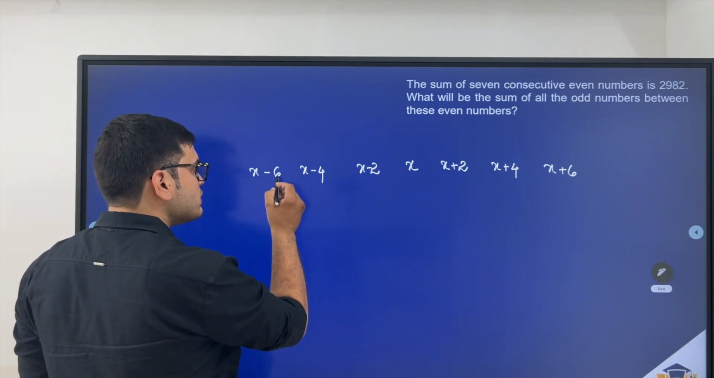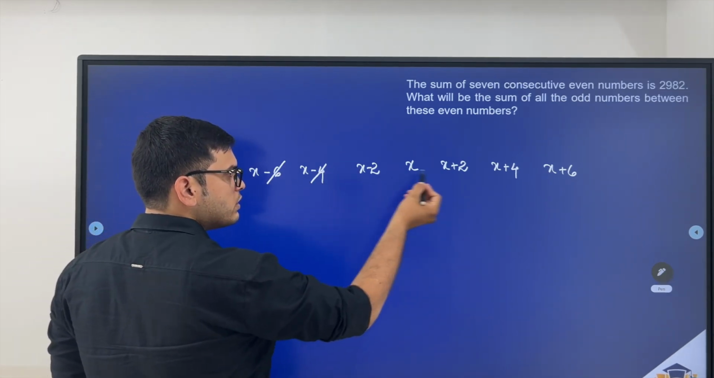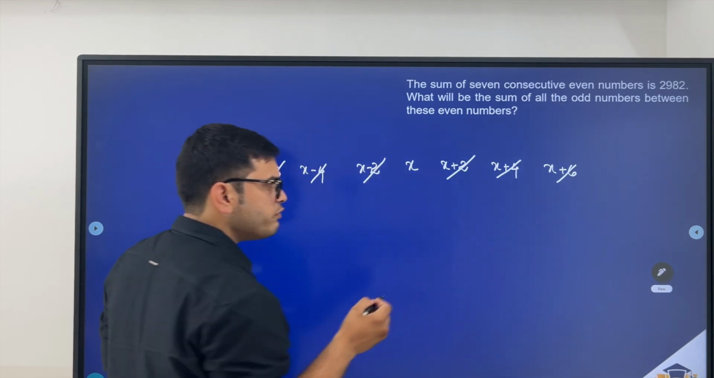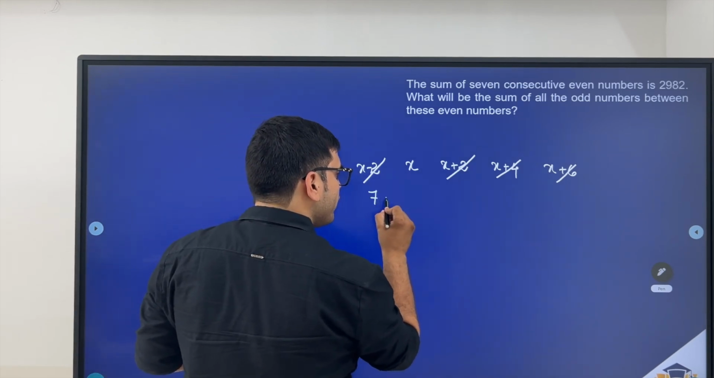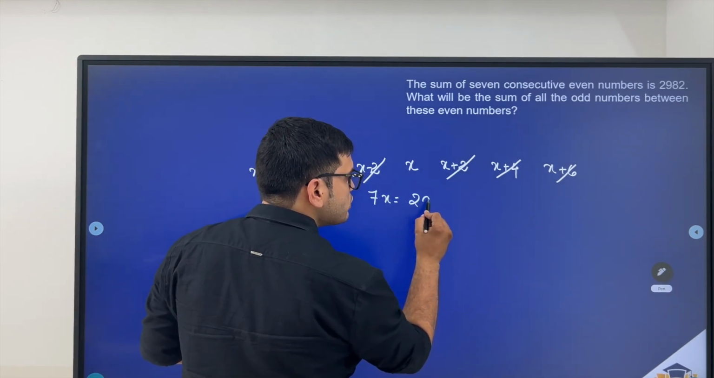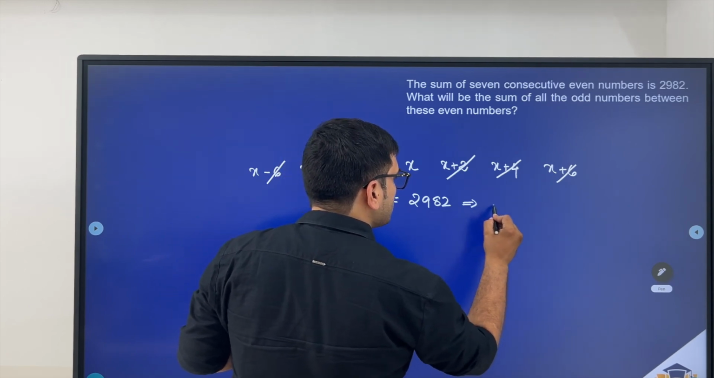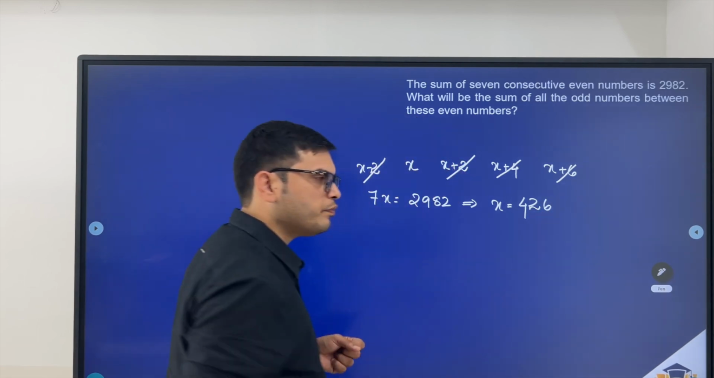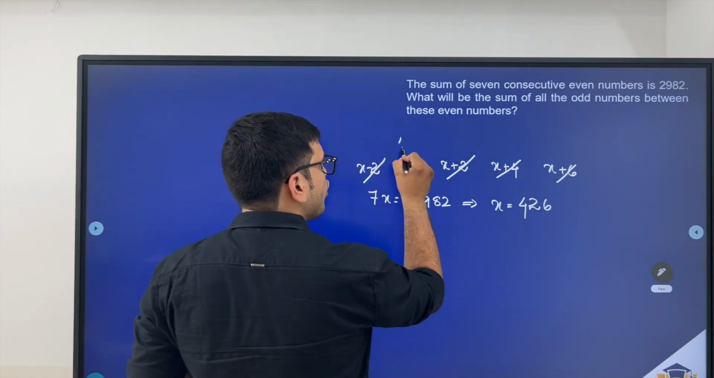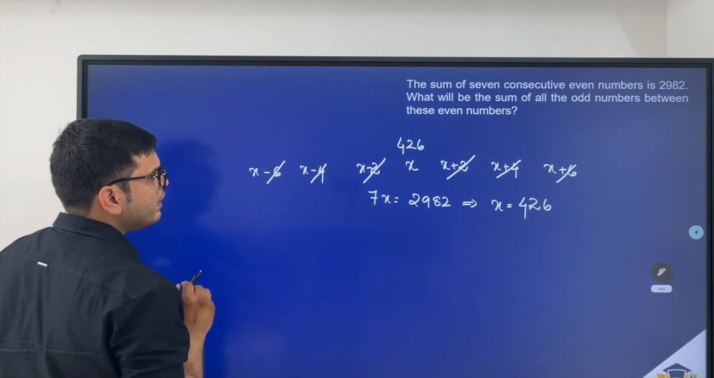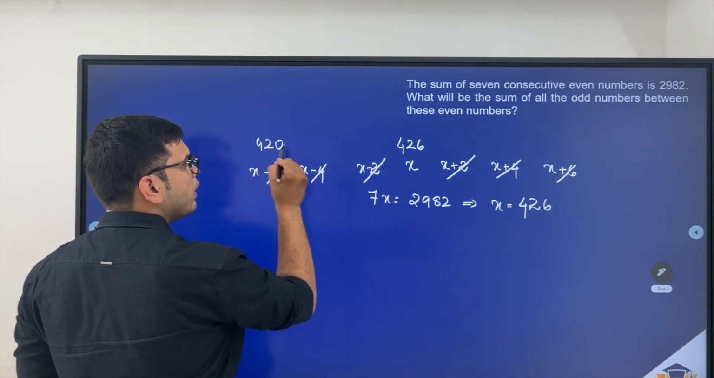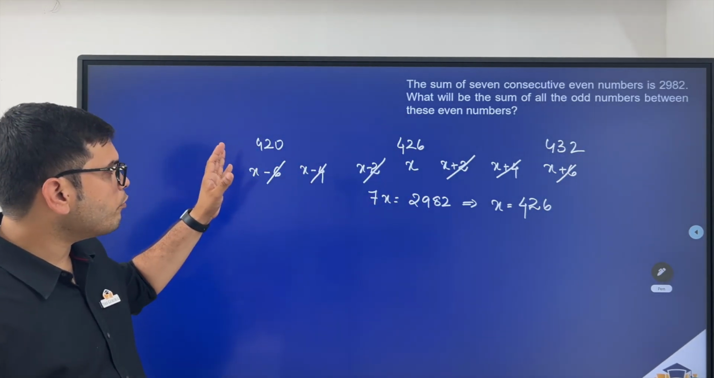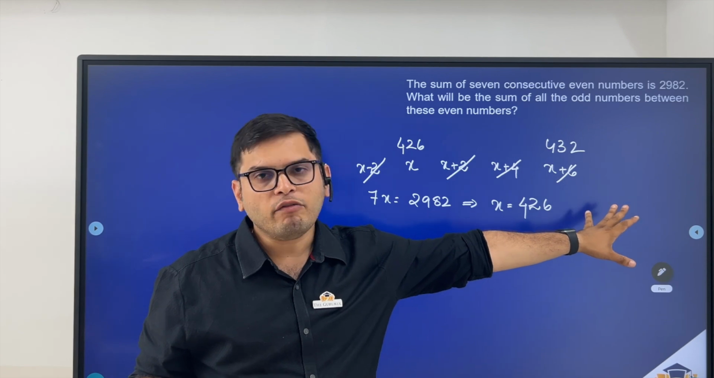Now when I add all these 7 numbers, so minus 6 plus 6, minus 4 plus 4, minus 2 plus 2, all these will get cancelled and what do we have? 7x is equal to 2982. Now this implies x is equal to 426, right? So the middlemost term is 426. So the least of all is 420 and the highest of all is 432. So we are asked to find the sum of all the odd numbers between 420 and 432.